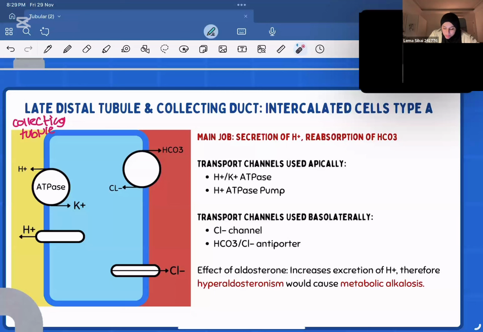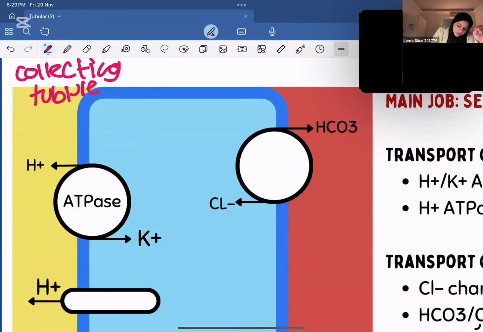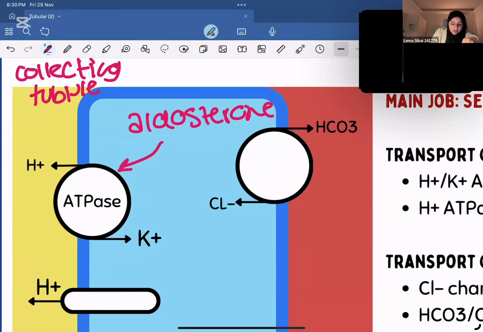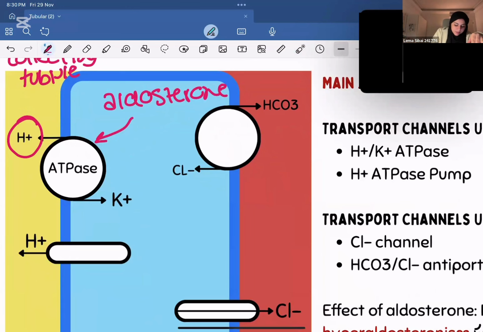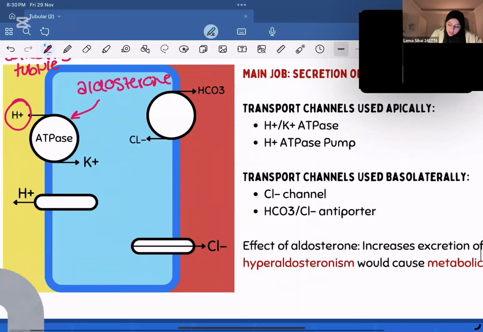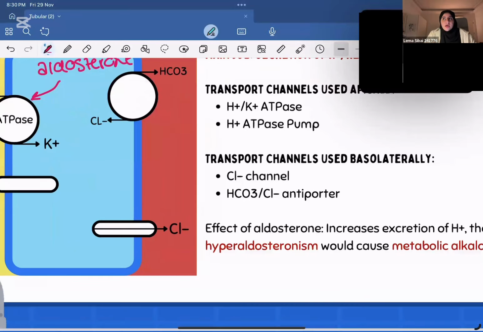So what happens when you have lots of aldosterone? What did we say aldosterone does? It increases the reabsorption of sodium, but it also increases the excretion of hydrogen. So aldosterone would increase the amount of hydrogen ATPase pumps, and it would inevitably increase the amount of hydrogen in the urine. Okay, so hyperaldosteronism is a condition when you have lots of aldosterone in your body.